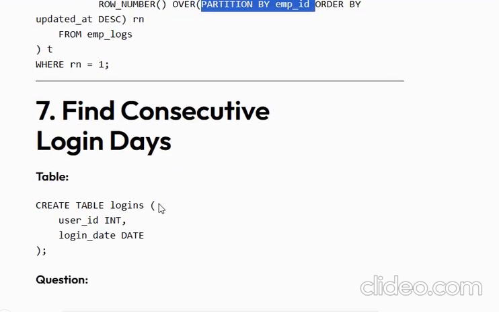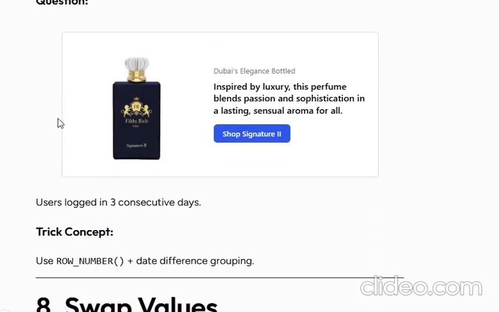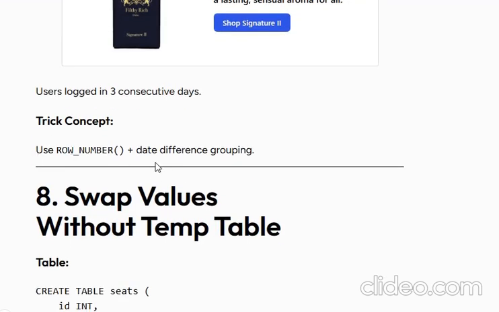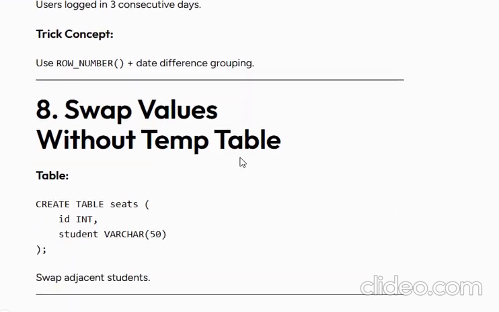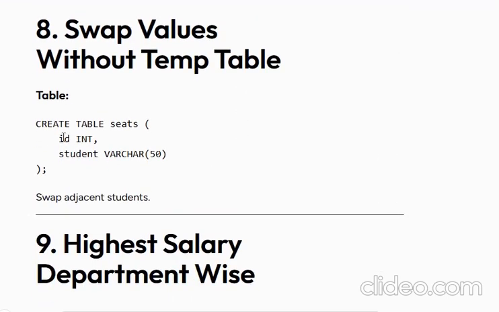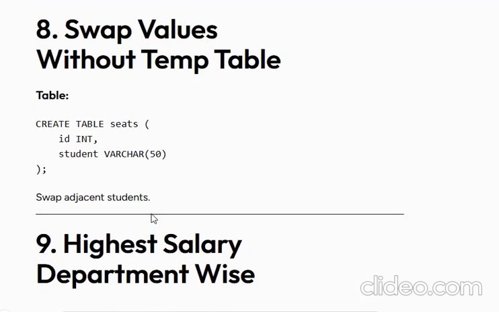And 7 is find consecutive login days. Create table logins with user ID and login date. So here the question is users who logged in 3 consecutive days. So use row number plus date difference grouping. This is the concept. And swap values without a temporary table. Create a table seats, ID, student varchar 50. Swap adjacent students. So this way we can swap values without a temporary table.